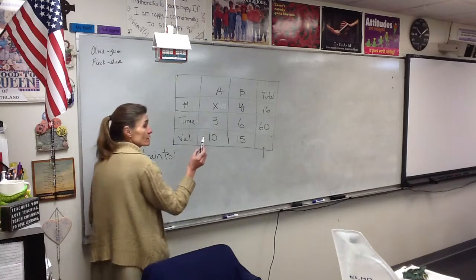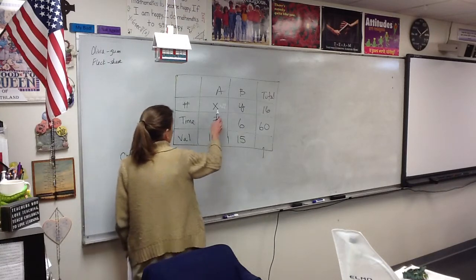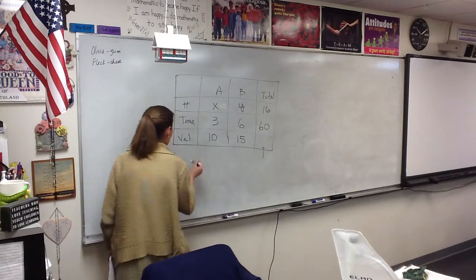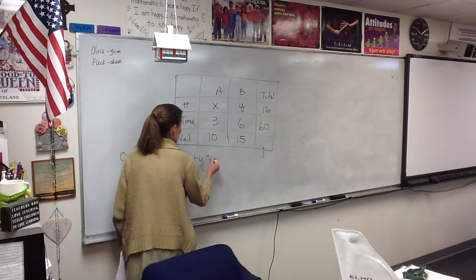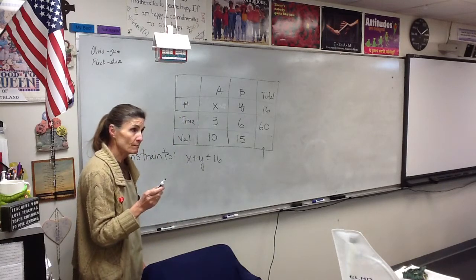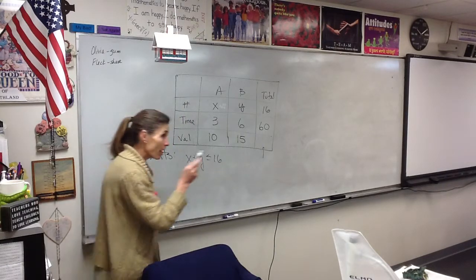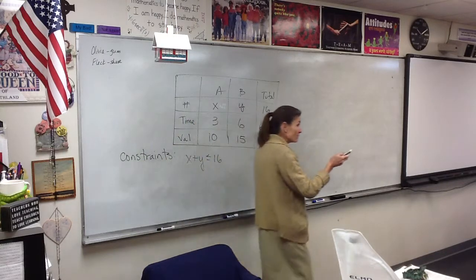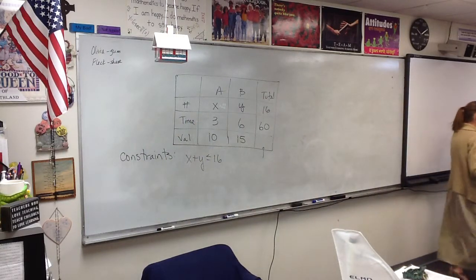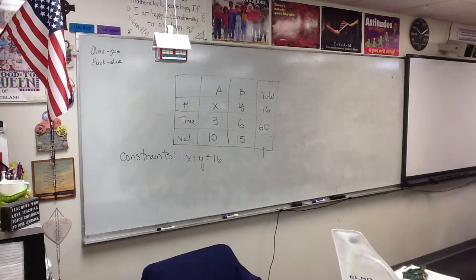Now let me show you something. X plus Y has to add up to be less than or equal to 16. How do I know that? Because the problem tells me that however many problems I do, and I'm going to do some X's and some Y's, however many I do, has to be less than or equal to 16.